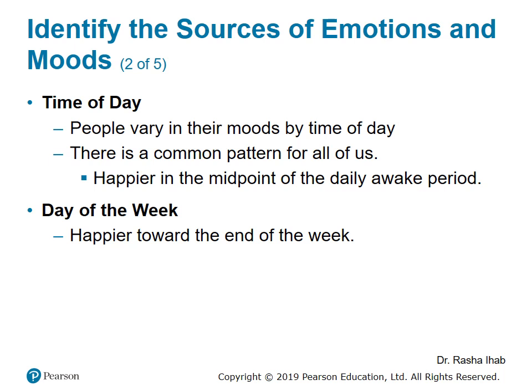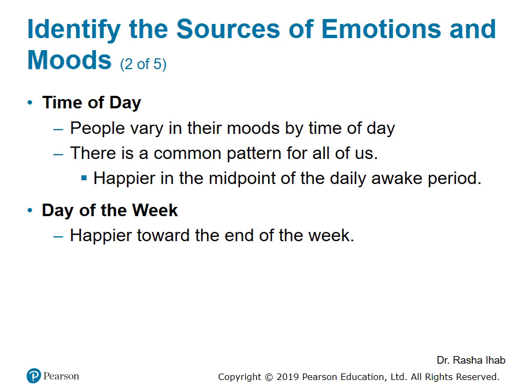The second source of emotions and mood is the time of the day. People vary in their moods according to the time of the day. According to the research, there is a common pattern for all of the people, but most of the people are happier in the middle of the day. I mean by the middle of the day the midpoint of the daily awake period. And for example, if you are awake for 12 hours, see which 12 hours you are awake, and in the sixth hour, you're going to be the happiest. You're supposed to wake more than 12 hours, but I'm giving you an example.